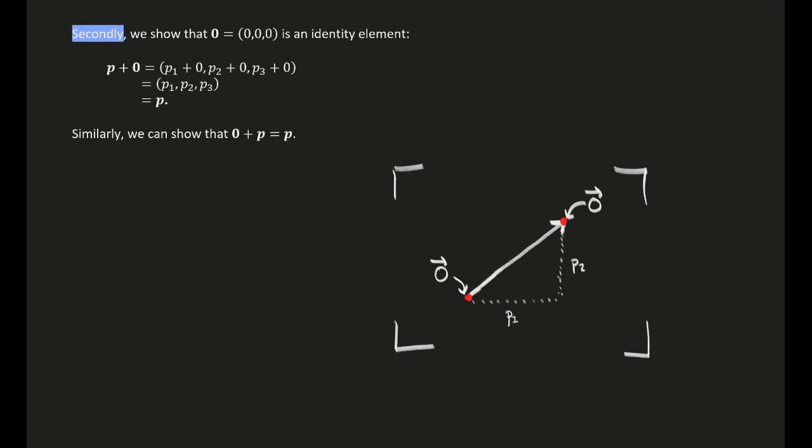Similarly, we can show that 0 plus P equals P, which is to say that the addition of the origin to P, either on the right or on the left, leaves P unchanged, proving that it's the identity element in R3 as well. In the figure, we illustrate the addition of the arrow of zero length, which is the origin, at either the tip or the tail, as leaving P unchanged.